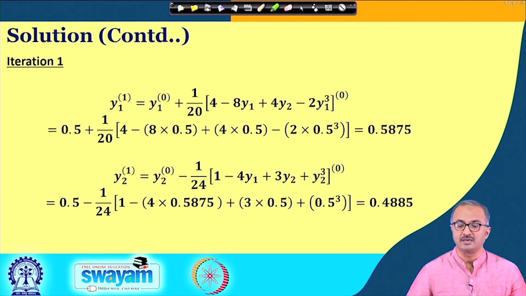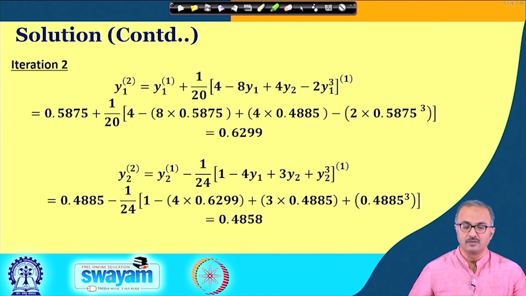Now please understand that depending on which expression you are taking, the direction of the movement of these roots will also change. Now after this we can move on to the second iteration. We take the updated values of y1 and y2 and we again find an updated value of y1, and now it is coming to 0.6299, and we do a similar thing for y2 and find it is coming to 0.4858.